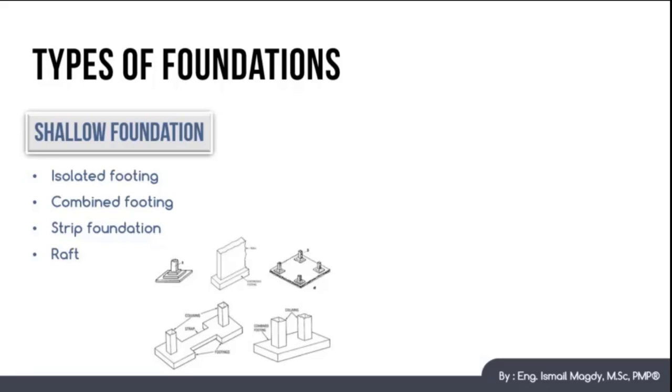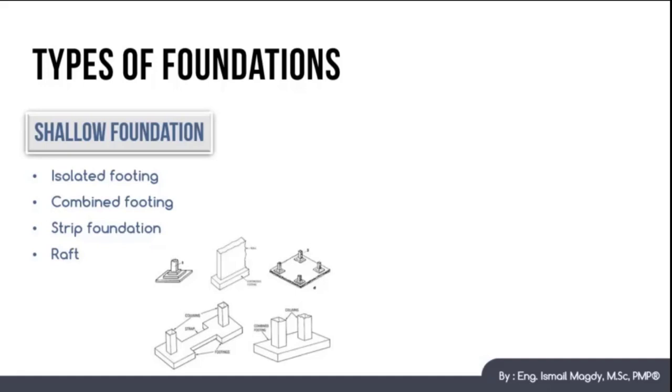Another type of shallow foundation is a strip footing, and this is used under the retaining walls. Finally, one of the most common shallow foundations type is raft foundation, which is normally used when the soil bearing capacity is relatively low or when the isolated footings are overlapping in many locations in the structure.